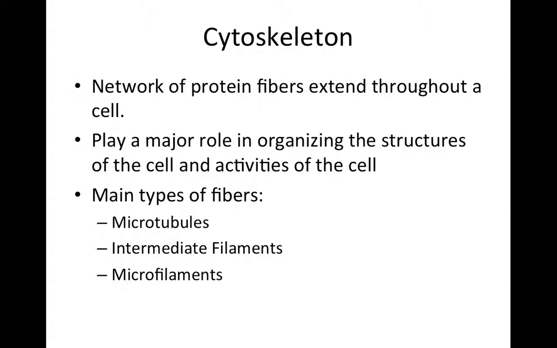The cytoskeleton then is basically a network of protein fibers that extend throughout the cell. Primarily, they're there to just maintain the overall structure and support the cell and the activities within the cell. The main types of fibers that make up the cytoskeleton are microtubules, intermediate filaments, and microfilaments.